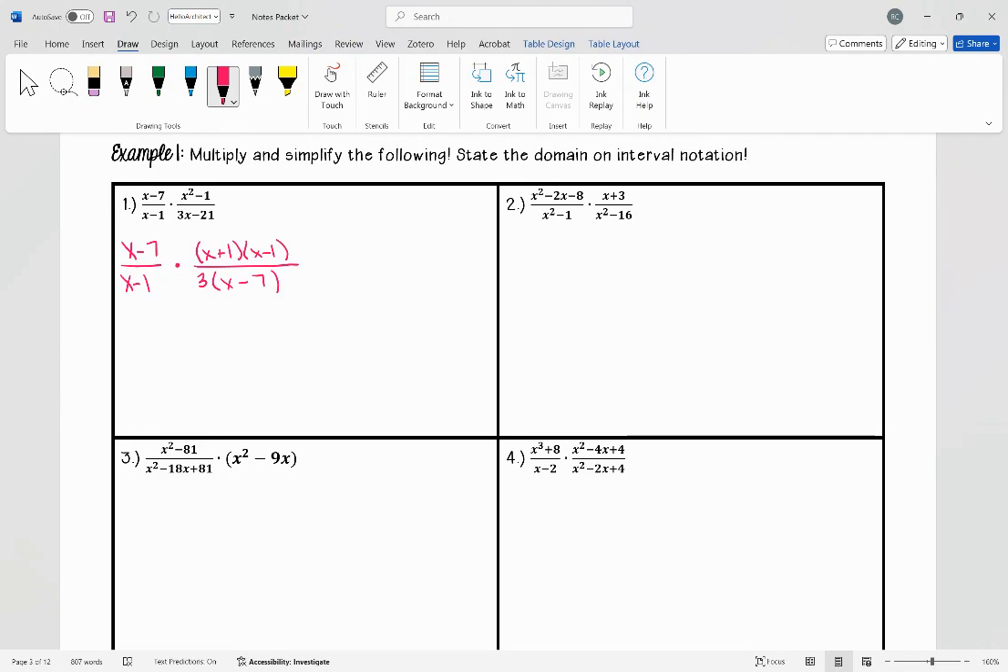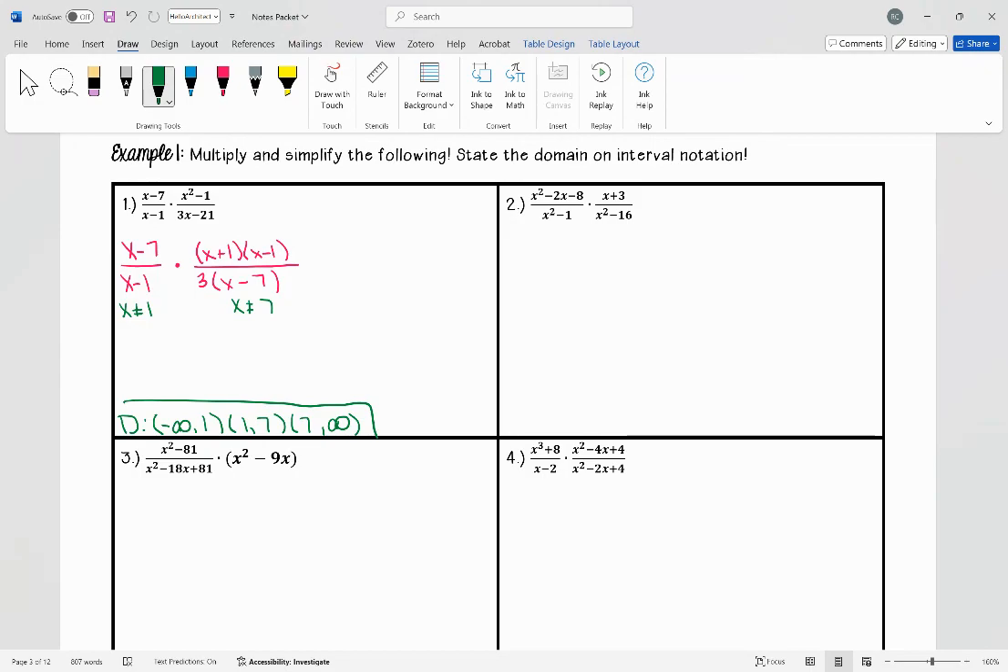Now everything is factored. So remember, we pause after we do that, and we're going to find the domain. So when I look at the bottoms, x can't equal 1, x can't equal 7, and we go least to greatest. So my domain for this one is going to be negative infinity to positive 1, 1 to 7, 7 to infinity. Once I get the domain, now I can start canceling things.